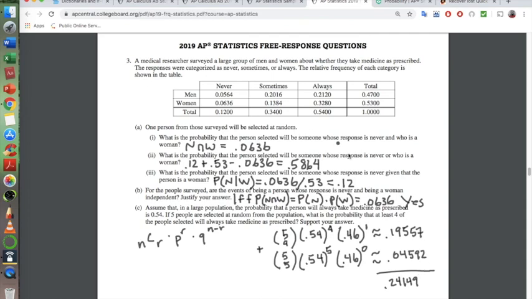Okay, so this was actually a fairly simple problem, as long as you remember your conditional probabilities from your simple probabilities and just recognize a Bernoulli trial or binomial distribution when you see one.